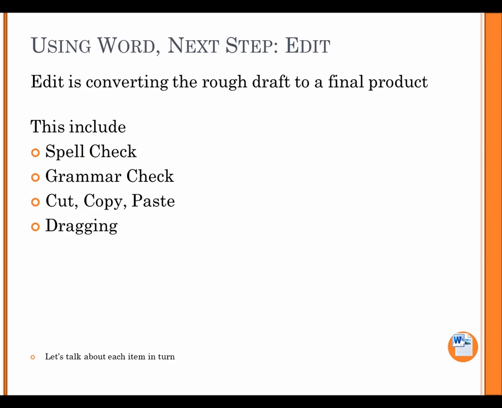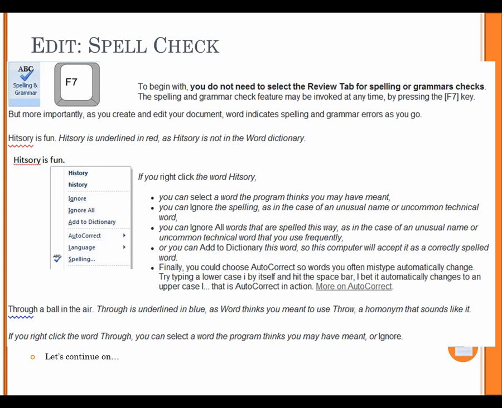Using Word, next step, Edit. Edit is converting the rough draft to a final product. This includes spell check, grammar check, cut, copy, paste, dragging. Let's talk about each item in turn.